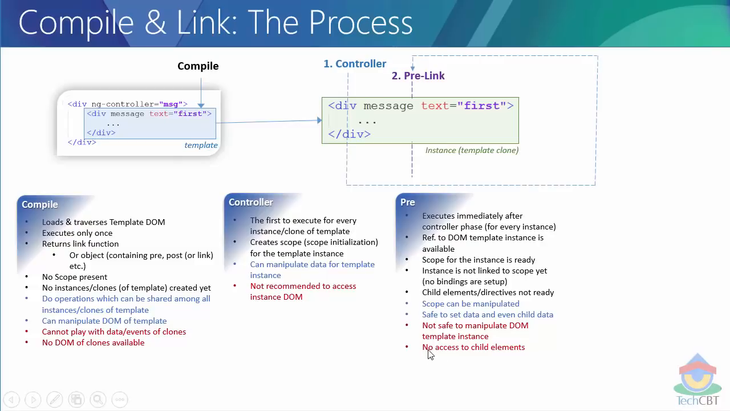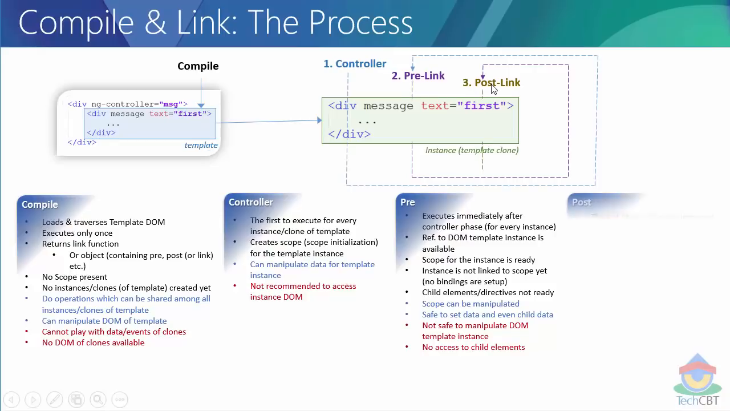And the next one, no access to child elements. As I mentioned, the prelink phase doesn't know what kind of children are available as part of this instance, and it is not recommended to try to access any of the child elements as part of the prelink phase. So that is pretty much about the prelink. And once the prelink has completed, then the next step is going to be postlink. So you can see you have the controller, we have the prelink, and finally we have the postlink.